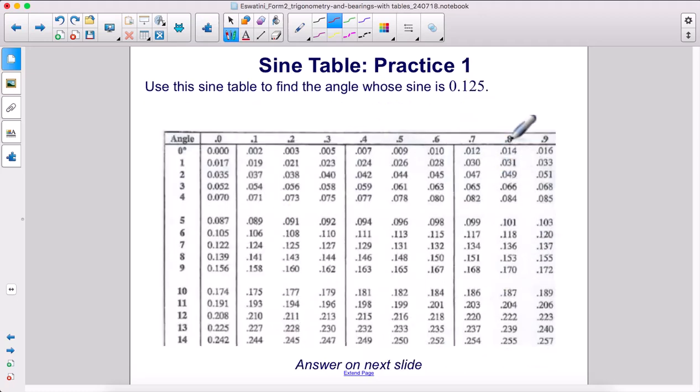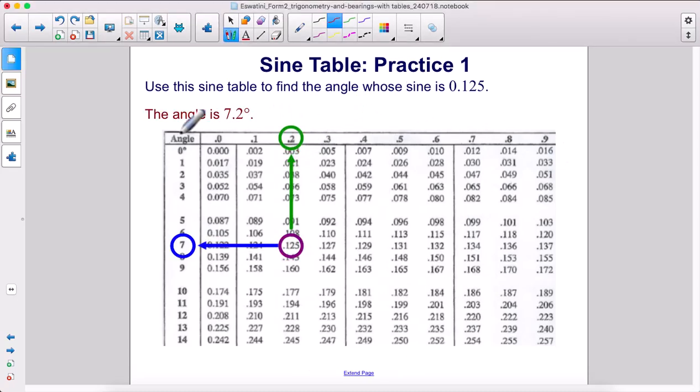Use this sine table to find the angle whose sine is 0.125. All right, so we look here. All right, 0.125 is right here. Therefore, the angle is 7.2 degrees. All right, and as you can see, the angle is 7.2 degrees.